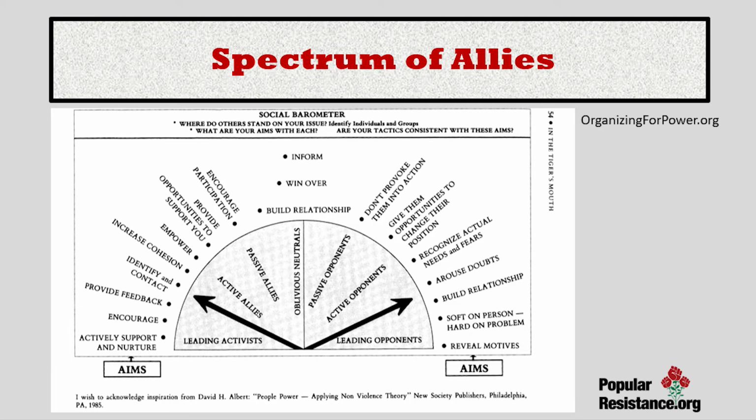So this is what we call a spectrum of allies chart. This is a fairly complicated version. I apologize for that. I just thought it was really good because in addition to showing the basic spectrum of allies chart, it also kind of showed what your tasks are depending on where people fall on that chart. So let's do the simplified version first. Then we'll get into more details.